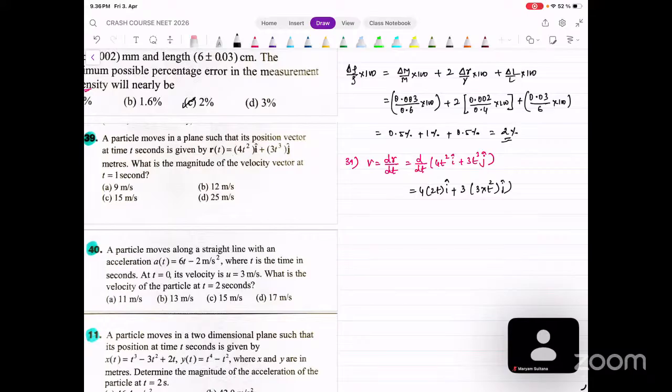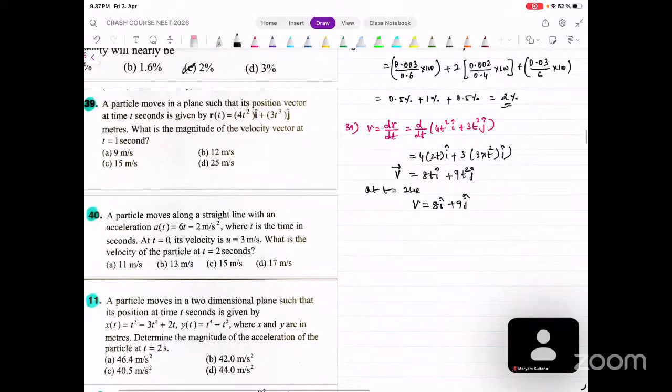Okay. Am I clear? So this will be equal to 4 2s are 8, 8 into t i cap plus 3 3s are 9, 9 into t square into j cap. This is the velocity vector. Now t is equals to how much time is telling? 1 second. t is equals to 1 second. The velocity will be equal to 8 i cap plus 9 j cap.